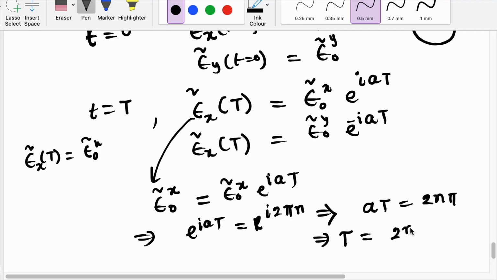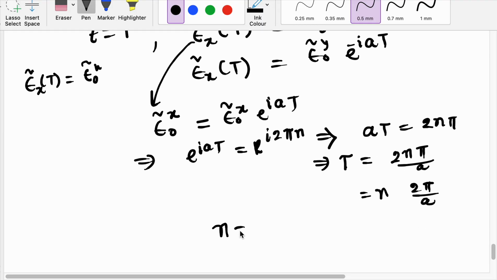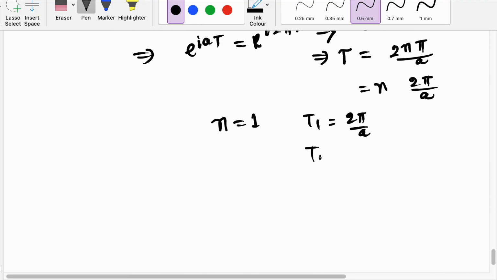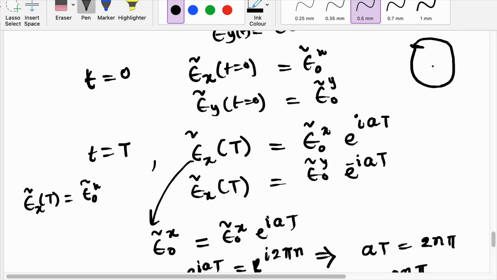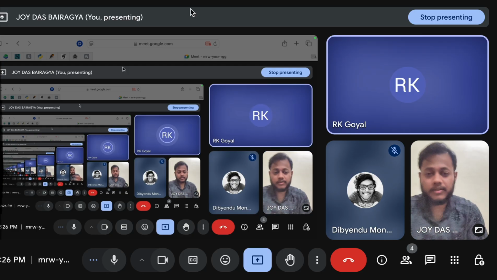2n pi by a, or n into 2 pi by a, where n is an integer. So n equal to 1 means t1: at 2 pi by a time it will come back to the same point. For n equal to 2, it is 2 into 2 pi by a, which means 2t1. After again spending 2 pi by a time, it will again come back to the same point. So this is how my system is oscillating. Is it clear? Yes, it is clear to me now. Thanks.